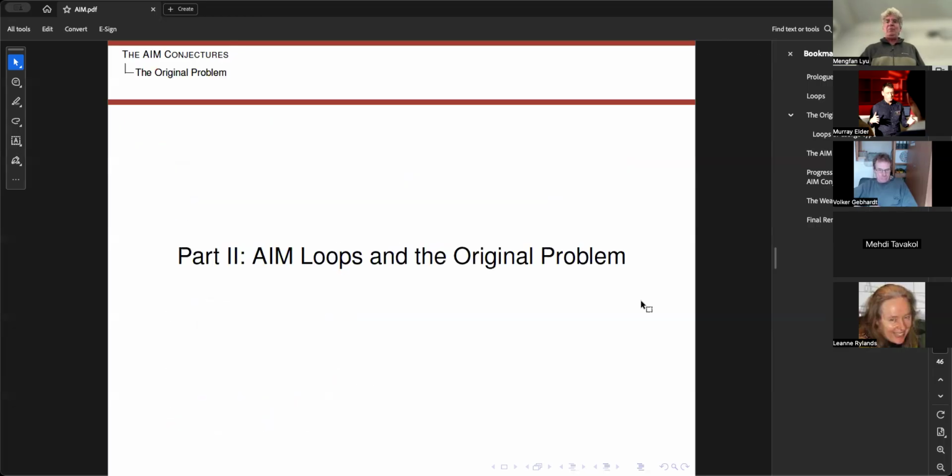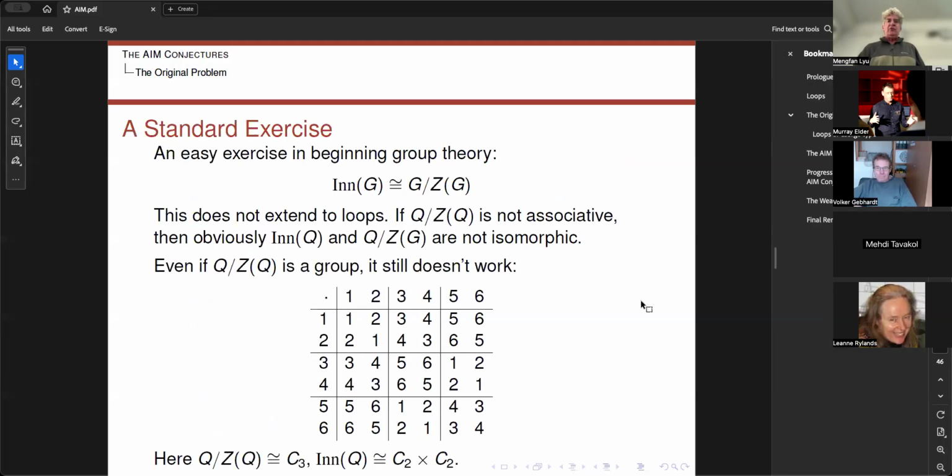Okay, here we go. AIM loops. So here's the motivation. Here's a familiar, easy exercise in beginning group theory. Oh, what time did we start, by the way? I'm sorry. Did we? Okay, so I have to watch time a little more carefully.